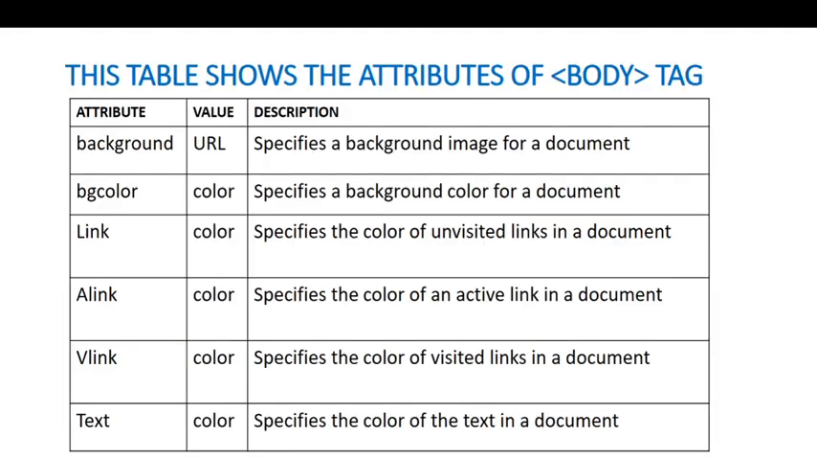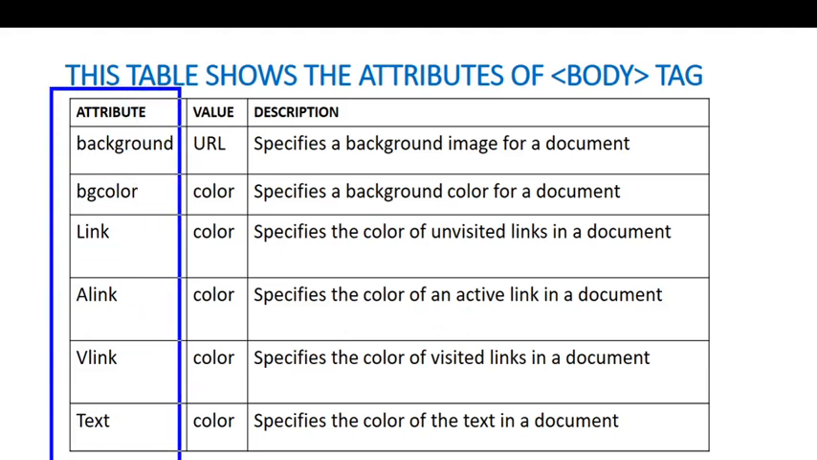Next, we can see here a table that gives us a clear picture of the attributes that are used with the body tag. In this table we can see the different types of attributes. What are the different types of attributes we can see here?